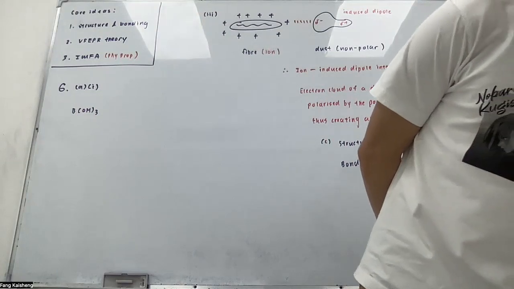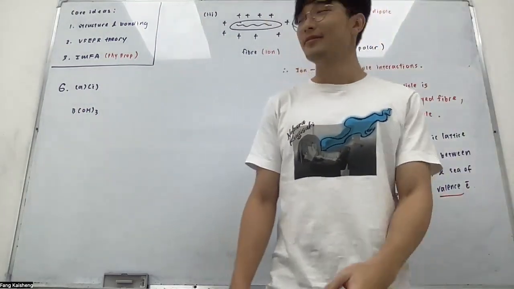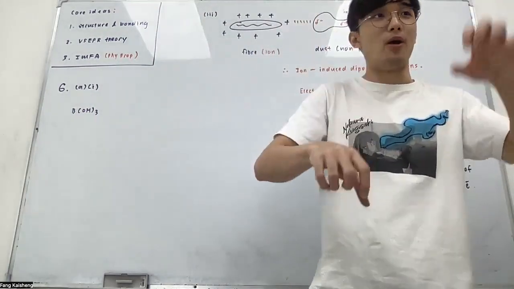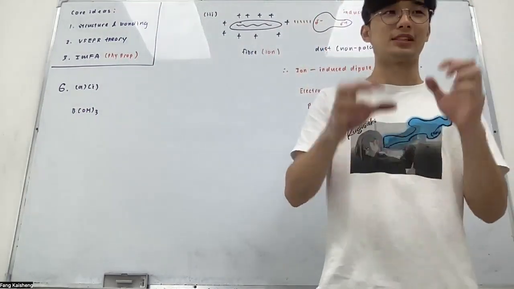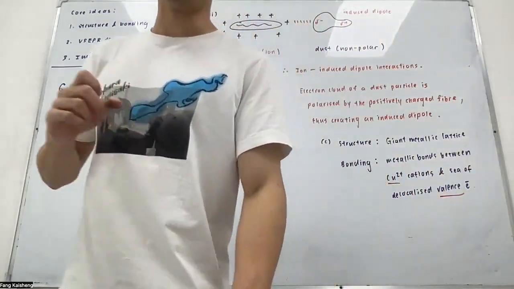You also need to show the bonds between O and H. They put that OH as a group, but O and H also have a bond. I suggest you all draw that also, because we still need to use that concept for later.